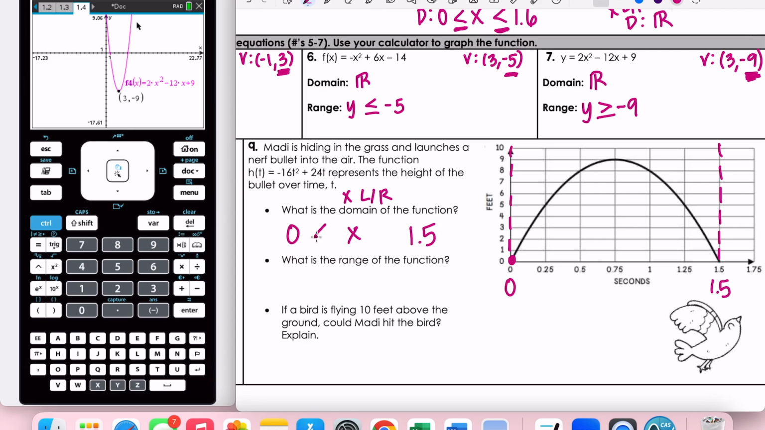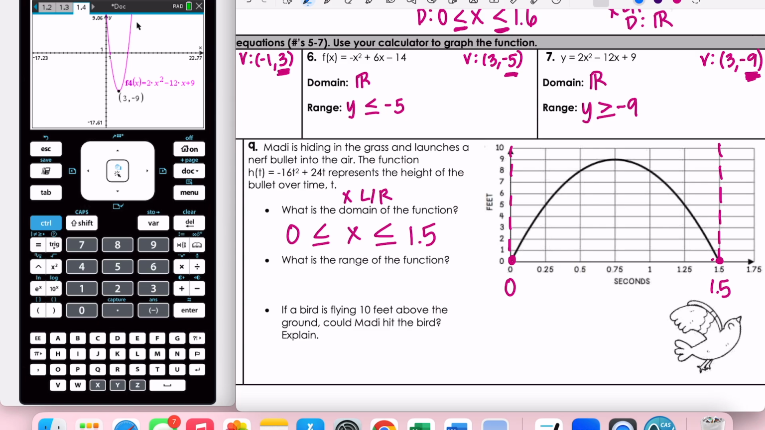Remember here, your inequalities are always going to be pointing in the same direction. And in these real-world problems, guys, it's always going to be or equal to as well. So this is what your domain would look like. Okay, let's go ahead and set up our range.